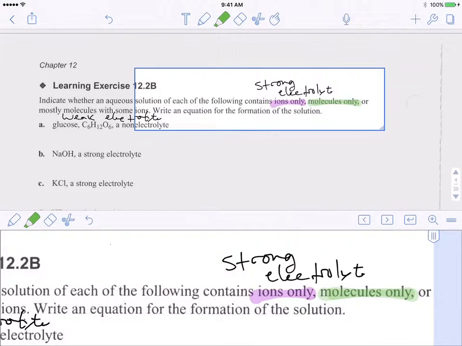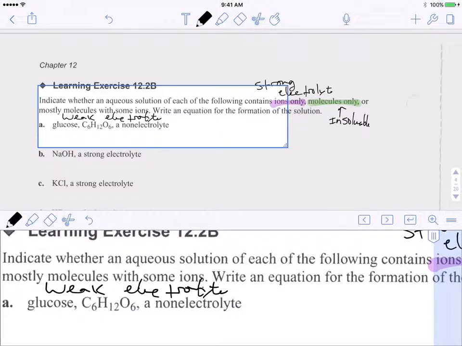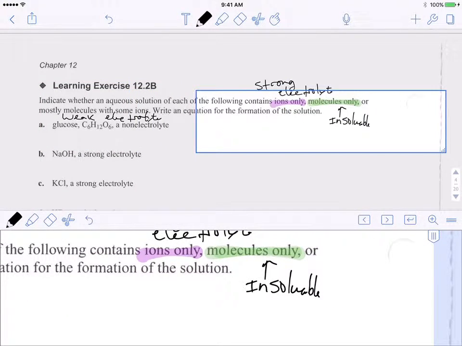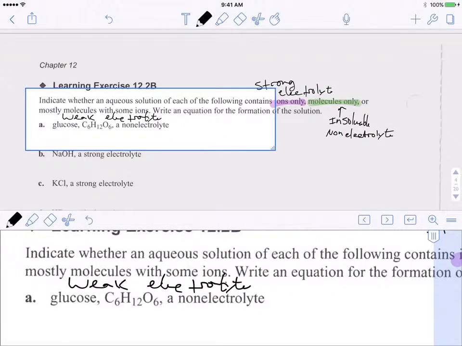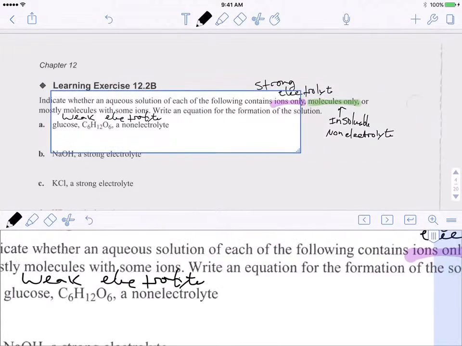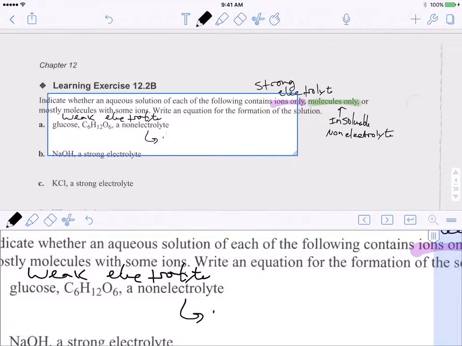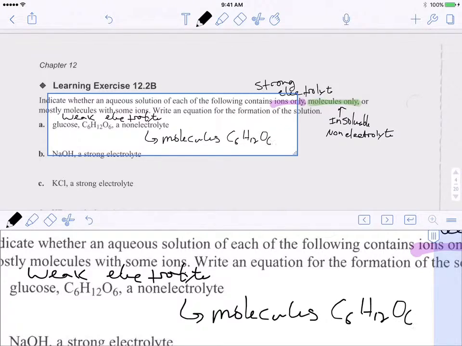Molecules only. Another word for that we've come across is insoluble. So it doesn't change the chemical composition when it's dissolved in water. All right, so glucose, a non-electrolyte. Another word for molecules only, insoluble. You guessed it, non-electrolyte. Cool. So glucose, non-electrolyte, which means it would make molecules only. So with that being said, just molecules. Molecules of what? Molecules of C6H12O6. Awesome.